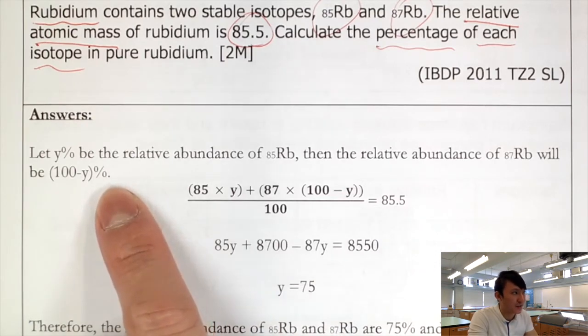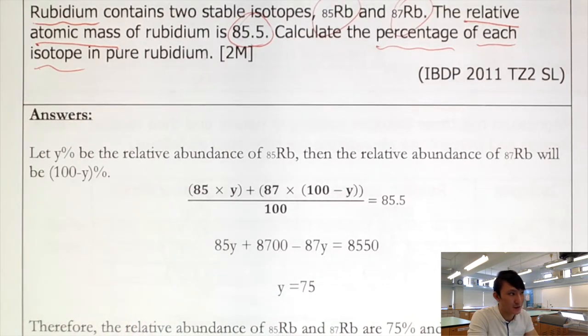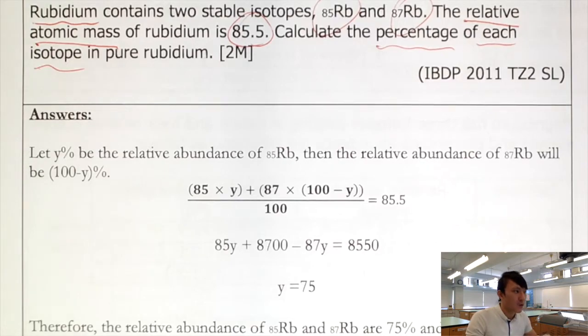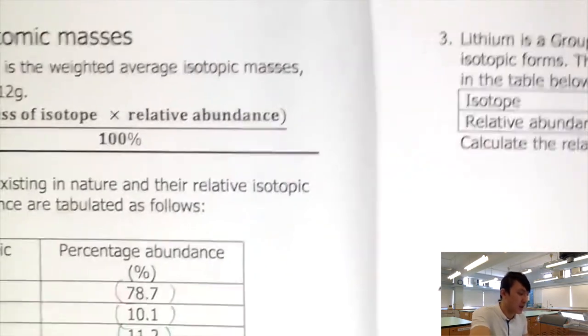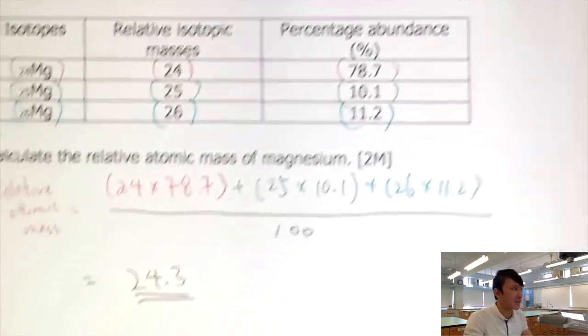So it turns out that it is rubidium 85 being 75% and rubidium 87 being 25%. So this is how it works. Now these are the two very typical type of questions, and at this moment I would like you to spend some time working on these calculations.